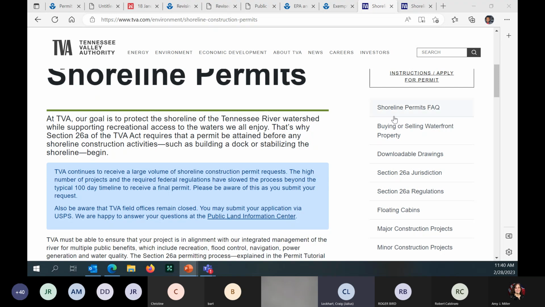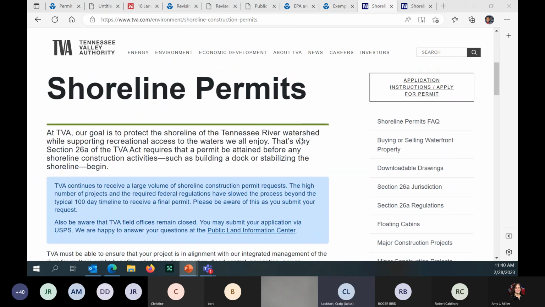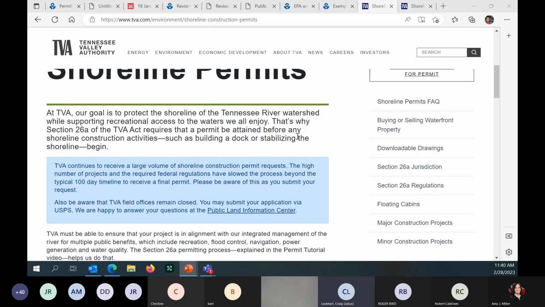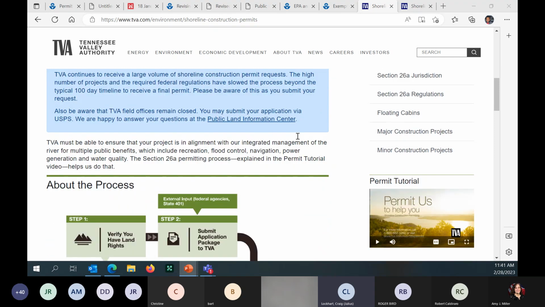So the TVA has a really informative website that walks you through the process. The biggest thing with the TVA pertains to land rights, as they want to make sure you have land rights to build these things in the creek, river, wherever you're going to build it. The biggest thing for them is land rights, as it pertains to making sure that you come in for a permit.